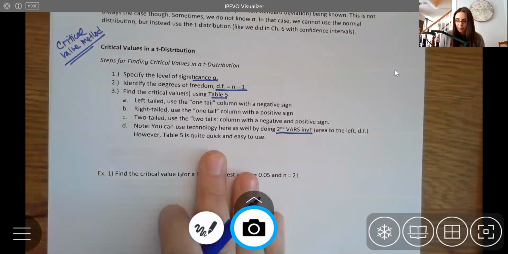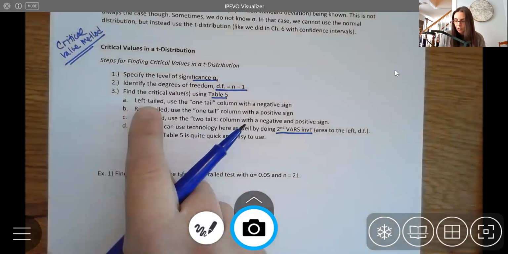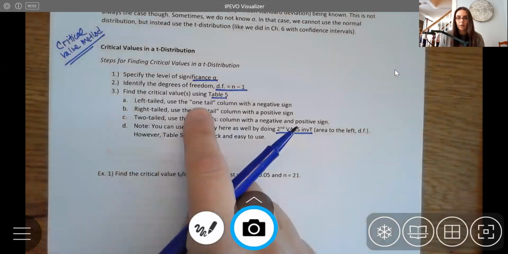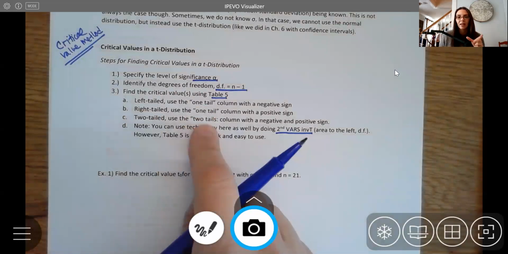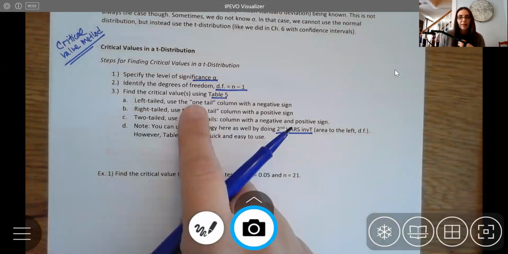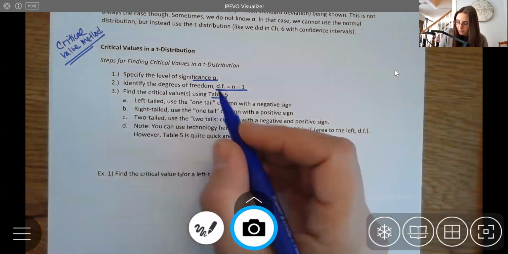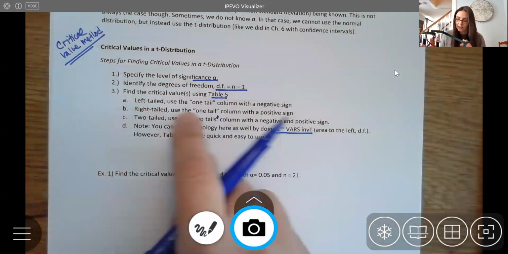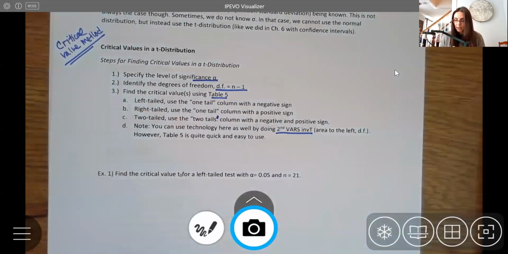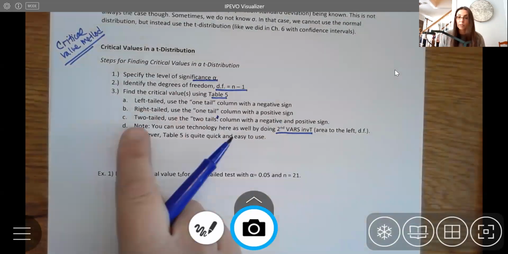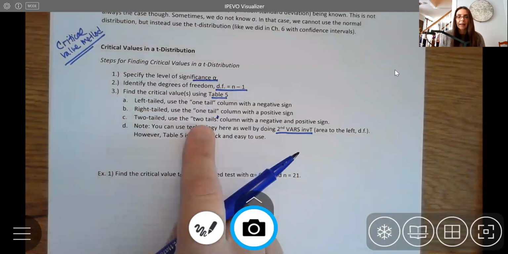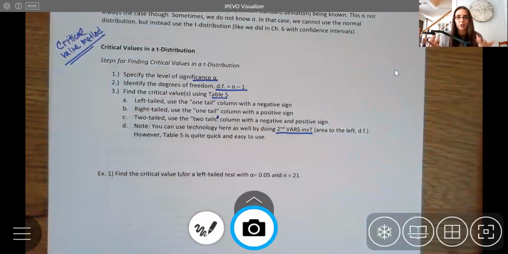Now, as we go through the table, you're going to see that there are different columns or different highlights. One will say 1 tail, one will say 2 tails. So if it's a left tail test, you're going to use the 1 tail value, but put a negative sign there. If it's a right tail test, you're going to use the 1 tail value with a positive sign. And if you have a 2 tail test, you're going to use the 2 tail section and have a negative and a positive sign. So you have 2 answers just like before.